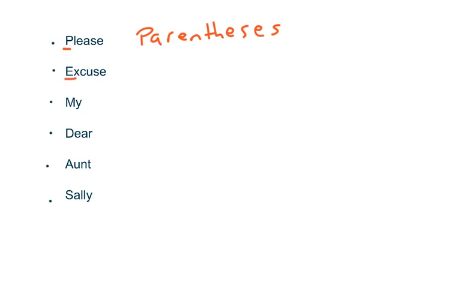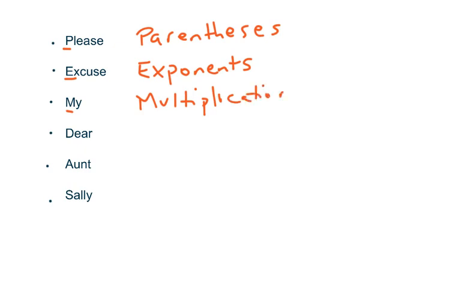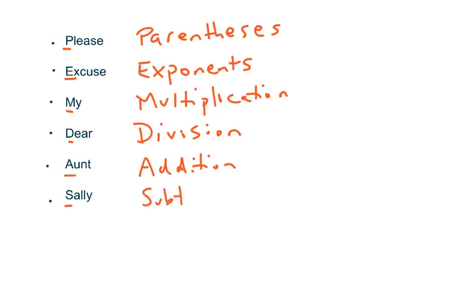The E in excuse tells us that we're going to simplify any exponents that we have next. The M in my tells us that multiplication is next in our hierarchy. The D in dear tells us that division is next. The A in aunt represents addition. And as you probably have guessed by now, the S in Sally represents subtraction.